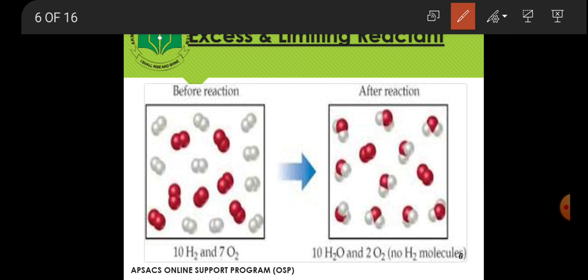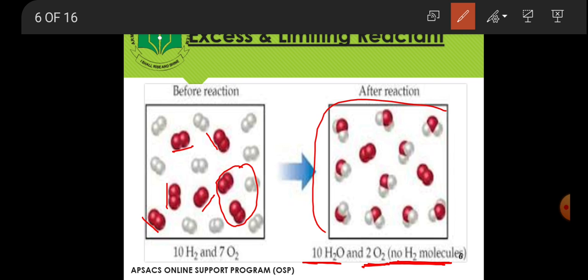Yes friends, so 10 water molecules will be produced, and how many oxygen will be consumed? 1, 2, 3, 4, 5, 6, 7, 8, 9, 10. 5 moles of oxygen will be consumed in the formation of water molecules, and 2 moles of oxygen will be left behind. So oxygen is the reactant present in excess. No hydrogen molecule is present after the reaction. So the hydrogen molecule is the limiting reactant.